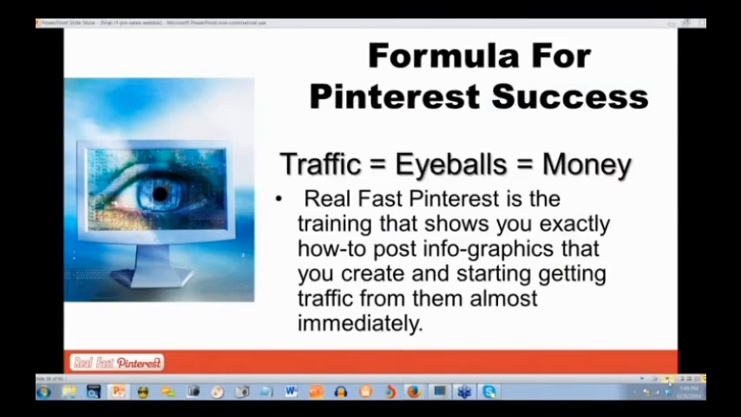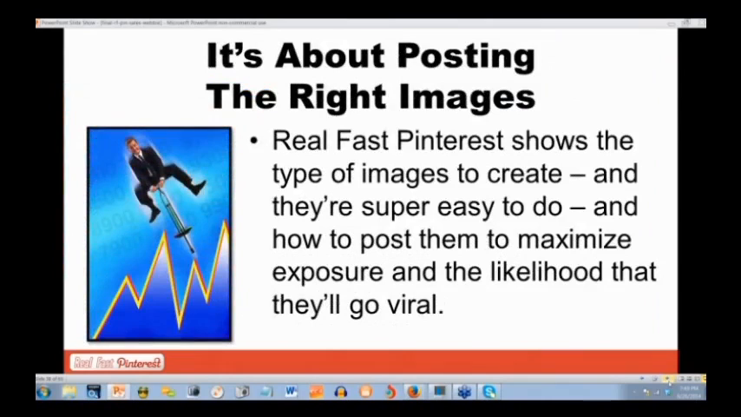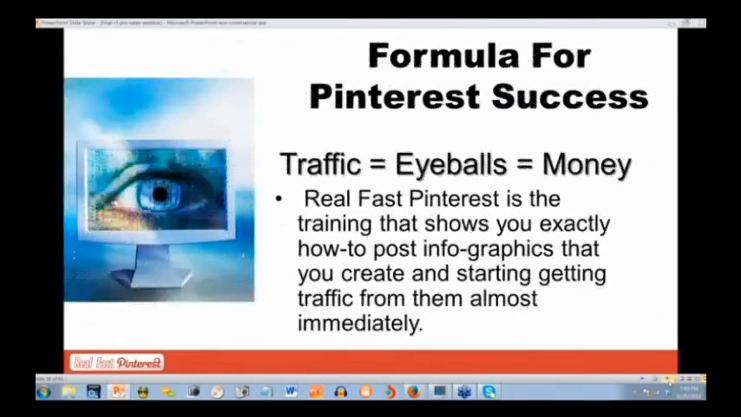That is the formula for Pinterest success. And in this training, we're going to show you exactly how to post infographics that you create and how to start getting traffic from them almost immediately. Can I add one thing? Absolutely. There have been studies showing that Pinterest users are more likely to buy from a pin than a Twitter user is to buy from a tweet, or a Facebook user from a post. It's very clear that Pinterest people are much more buyers than on the other social networks.